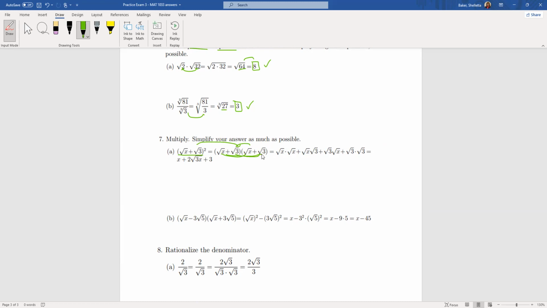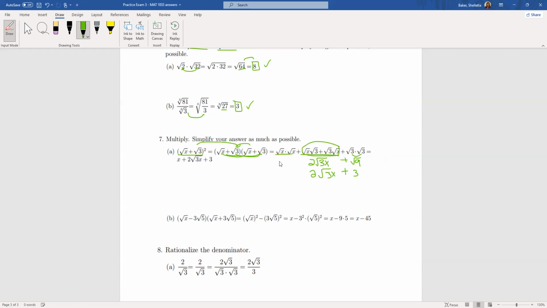And then the last two terms, square root 3 times square root 3, right? The square root of 3 times the square root of 3 gives us the square root of 9. But what is the square root of 9? That gives us 3 on the end. Now these two inner terms, square root of 3x and square root of 3x, will be 2 square root 3x. So those two inside, 3 and x, we multiply them to get 3x, but we have 2 of them. So that's 2 square root 3x for the 2 middle terms.